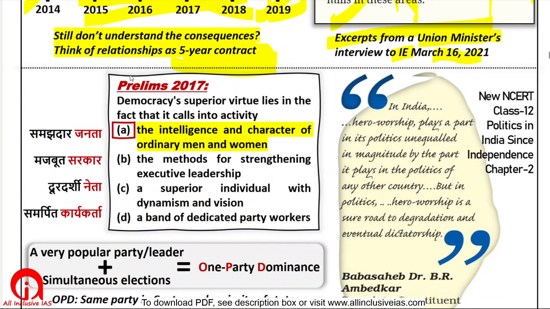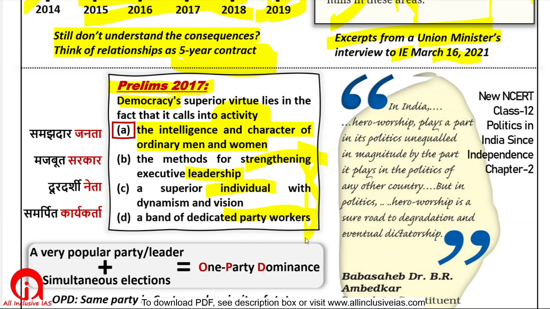See this 2017 question. Democracy's superior virtue lies in the fact that it calls into activity. Democracy calls into activity what? It is the ordinary men and women, their intelligence and their character. Democracy is not about getting a superman kind of, you get a very strong government, or you get a very able or visionary leader. Or you proudly say that our country has world's biggest democratic party. No, these are not the characteristics of a democracy.